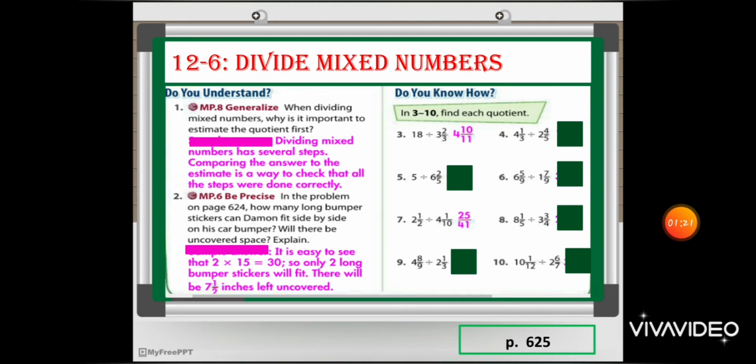Okay? Now proceed on the other side. You will notice that I have shown you already the answer for number 3 and number 7. These are 2 conditions in which we make use of mixed numbers in division. The first one is dividing a whole number and a mixed number, and the second one is dividing mixed numbers. So I'm going to explain this first, then I'm going to give you time to answer the remaining items.